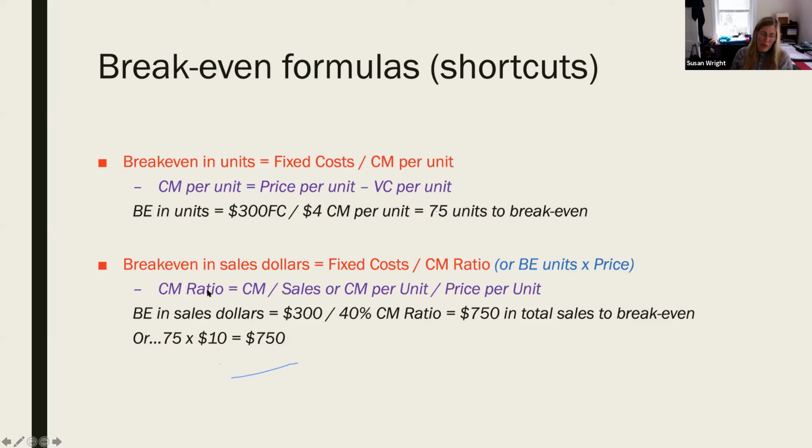Your contribution margin ratio is the contribution margin divided by sales. You can do it in total, or you can do it per unit. You get the same answer because those per unit values are fixed. So if you run it out, you get 300 over 40% is 750, or you can take 75, which came from here, times the price of 10 is 750. Same answer.